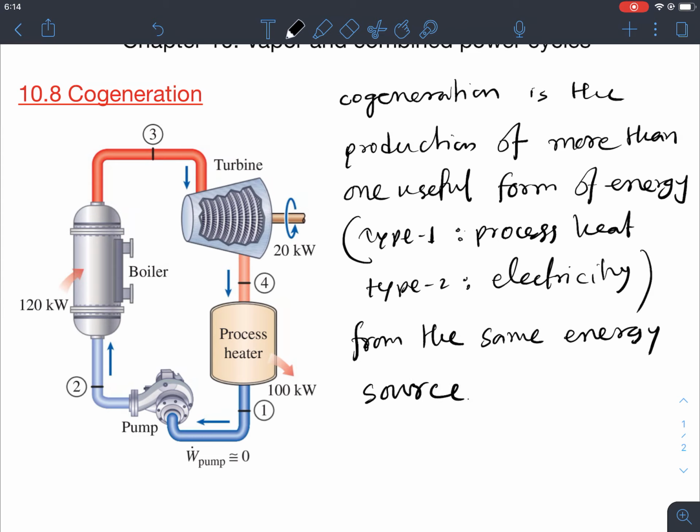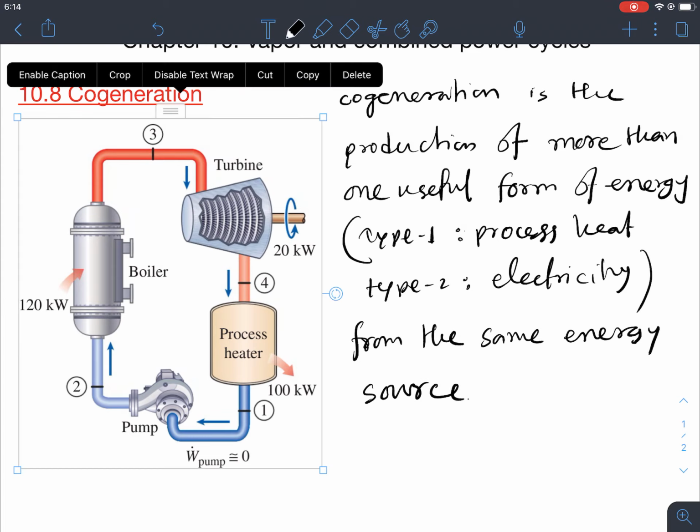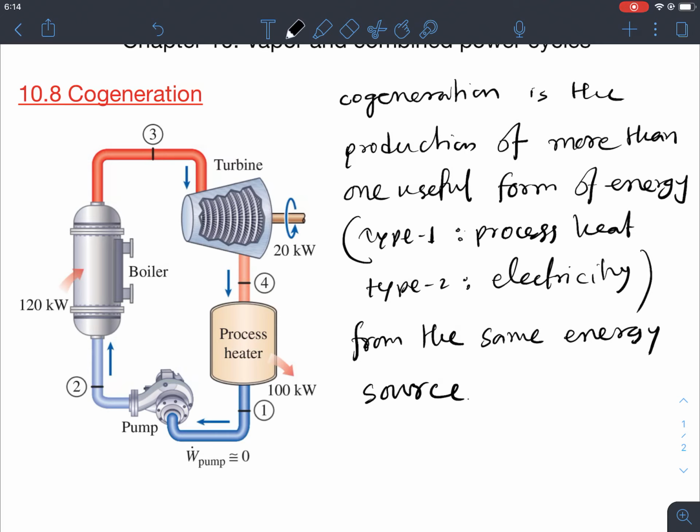How? Let's take a look at this diagram. When we take the Rankine cycle, we saw that in this unit, 4 to 1, we use a condenser, right? That condenser is basically rejecting the heat to the environment. All that heat is considered waste heat, right?